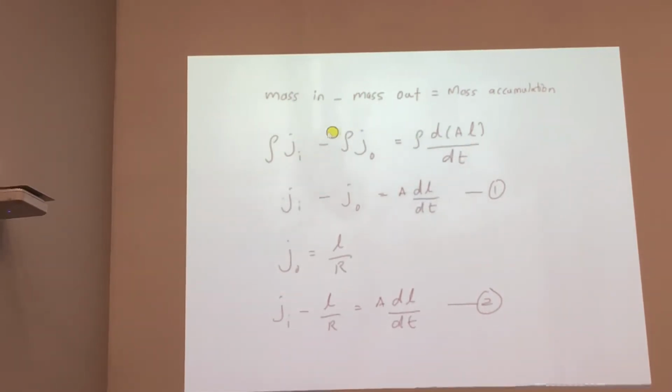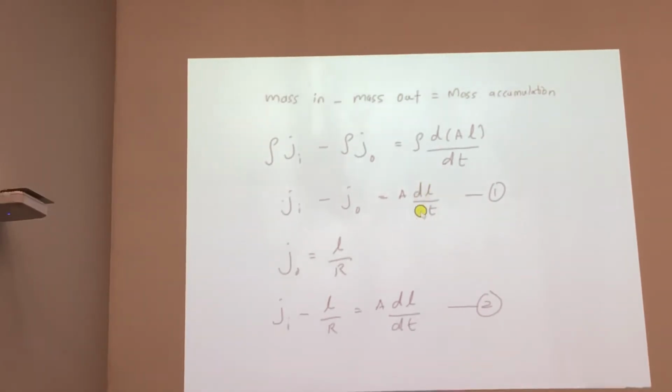Of course, density all the same, so I cancel. I have this first equation. Okay? So the mass balance tells me that flow rate in minus flow rate out equal to the tank level change. Alright? Okay? This is the first step.